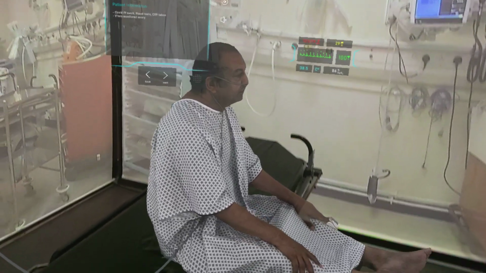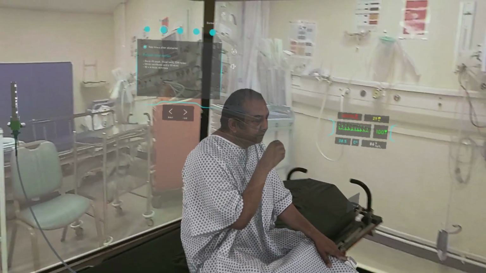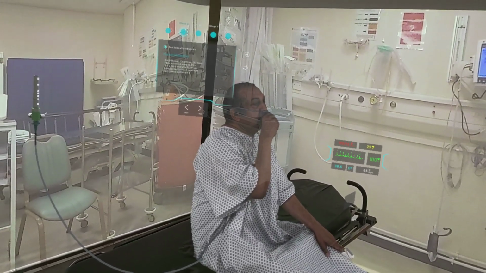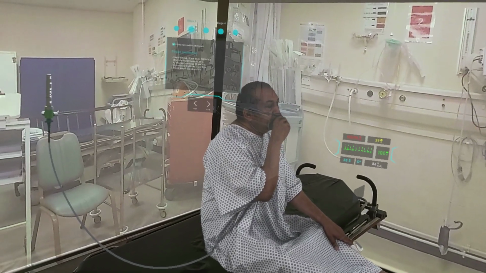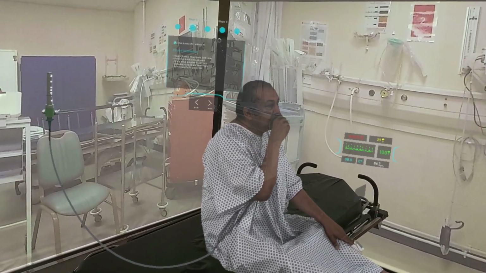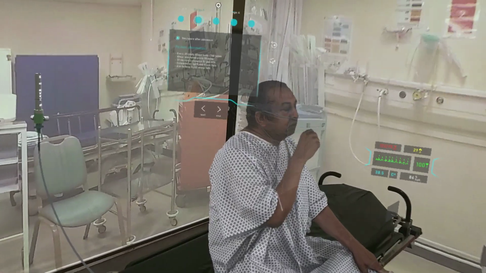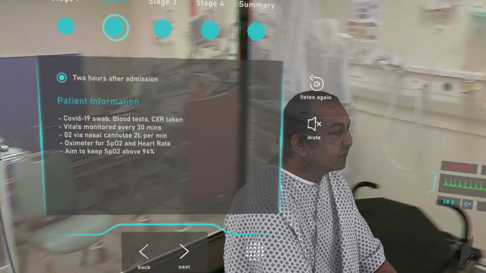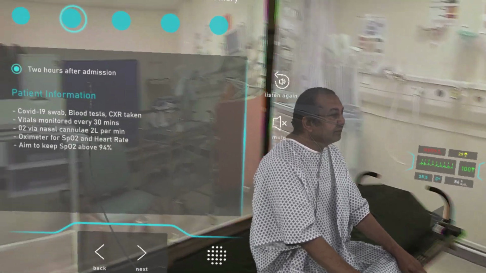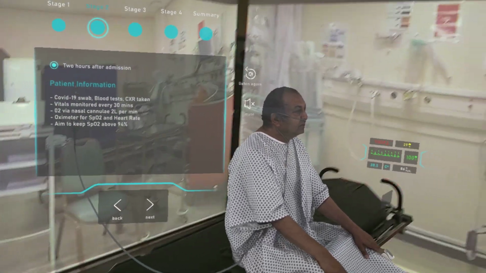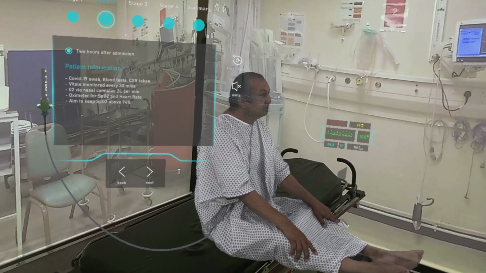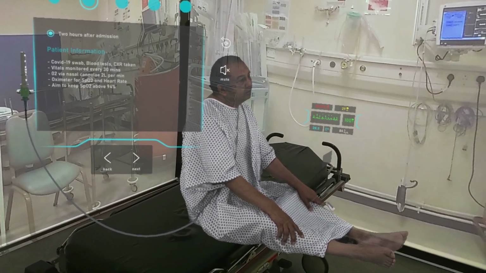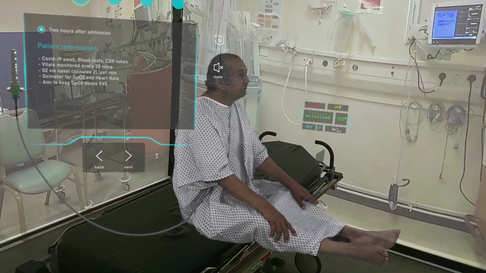It is now 2 hours later. Investigations, including COVID-19 swabs, blood tests, and CXR, have been done, and his vitals are being monitored every half an hour. The patient has moved from breathing room air to now receiving oxygen via nasal cannulae at a rate of 2 liters of oxygen per minute. Both oxygen saturations and heart rate are now being monitored continuously via an oximeter on the patient's finger. We should be aiming to keep oxygen saturation above 94%.